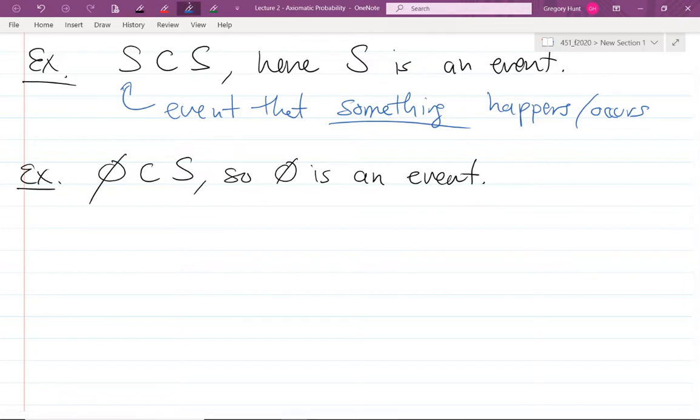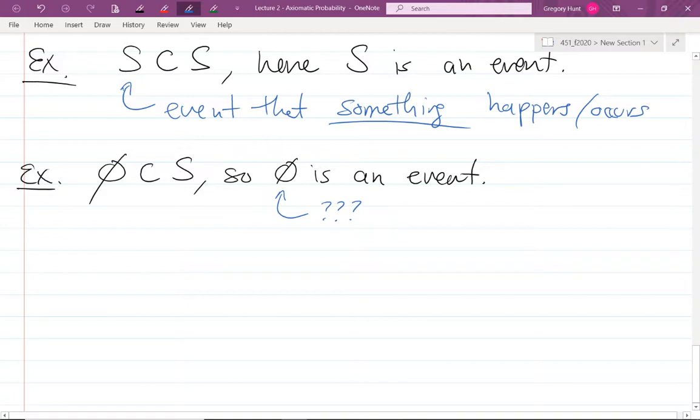So if S is the event that something happens, what does the empty event signify? I don't think I have a good answer for you on that one. The empty event is kind of a mathematically convenient thing to have. You could say it's the event that nothing occurs. It's a reasonable interpretation. It's a little bit hard to interpret, but it is indeed an event.